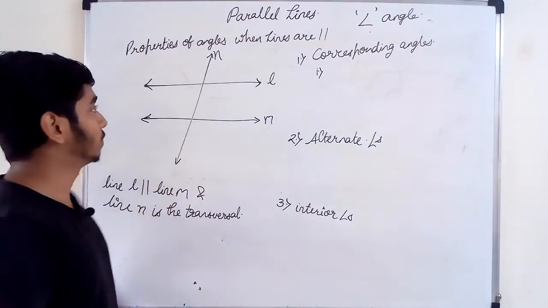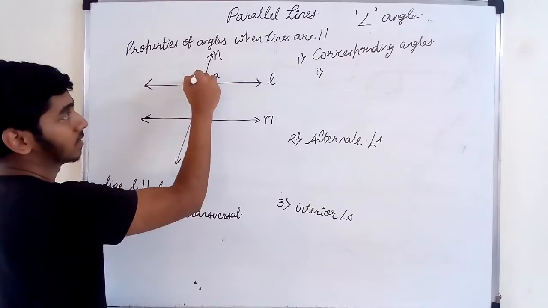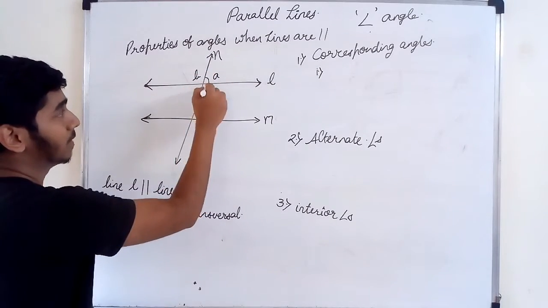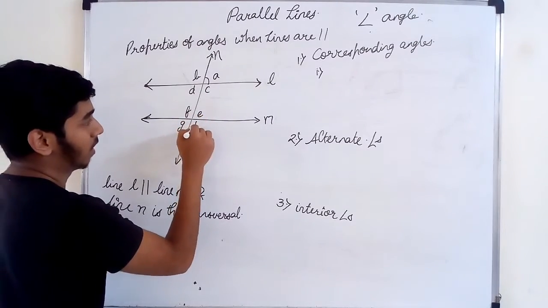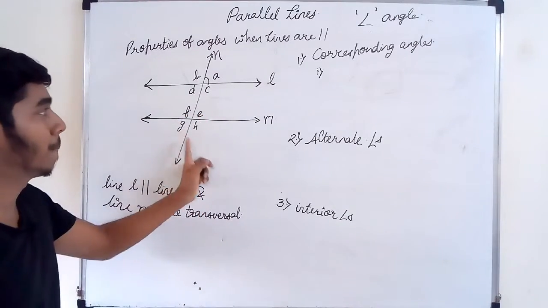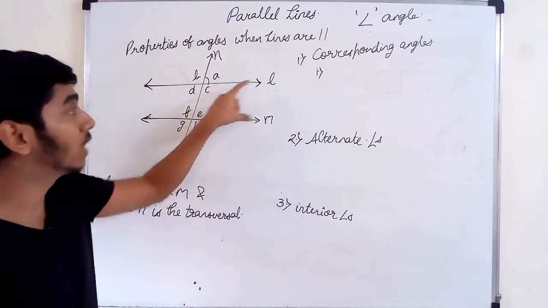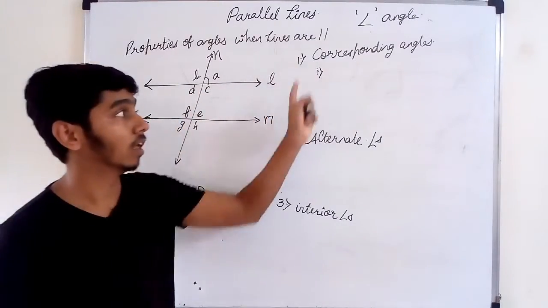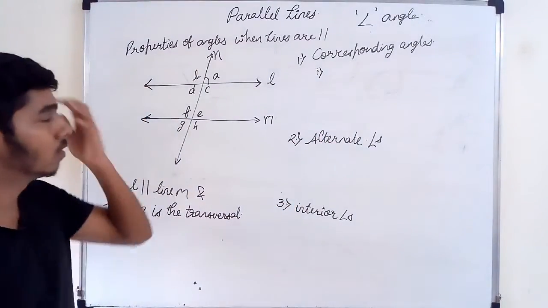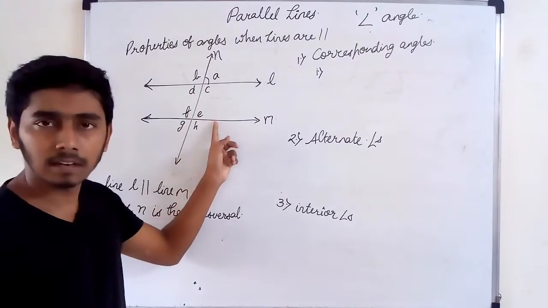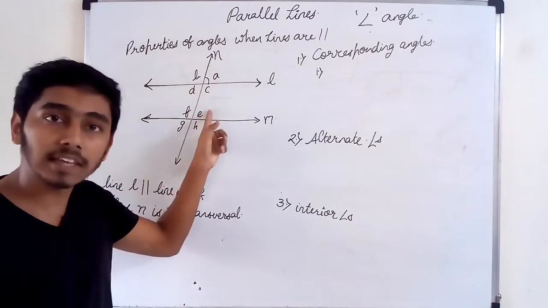Okay, so now let's see this. Let's say this is A. Same way we'll take them, A, B, C, D, E, F, G and H. Earlier, when two lines were not parallel, we saw the corresponding angles, alternate angles and interior angles. Now since the lines are parallel, we'll see what the relation is between the corresponding angles.